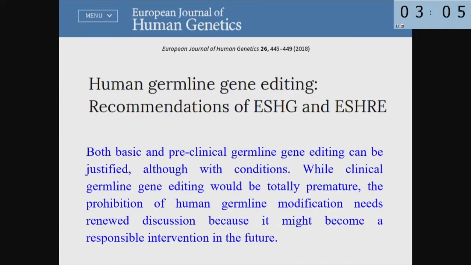On the other hand, the European Society of Human Reproduction and Embryology and the European Society of Human Genetics released a joint report asserting that although clinical germline gene editing would be totally premature, it might become a responsible intervention in the future, but only after adequate preclinical research conducted under societal oversight. It adds that the present prohibition in Europe of germline modification needs renewed discussion among relevant stakeholders.